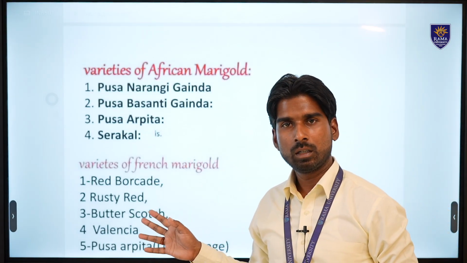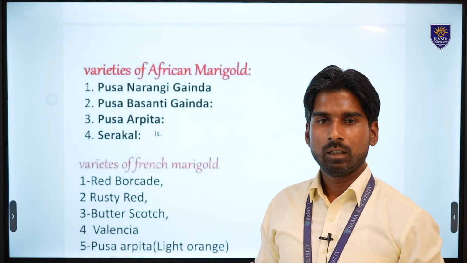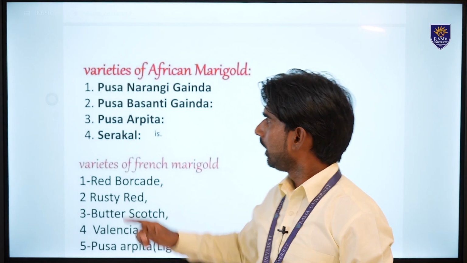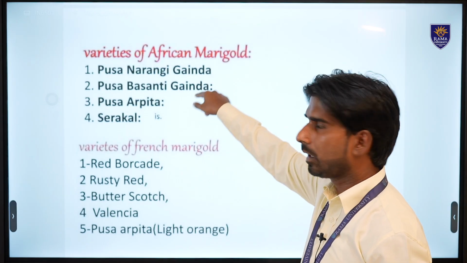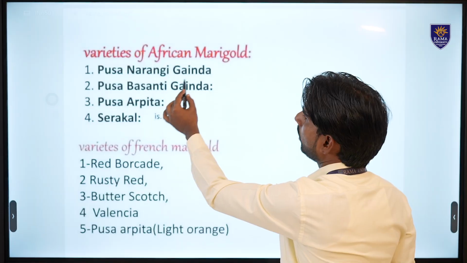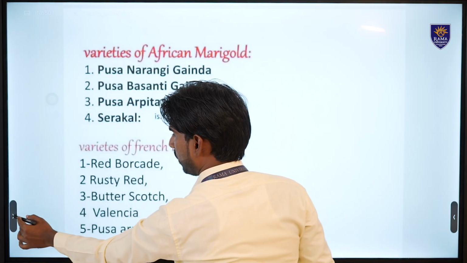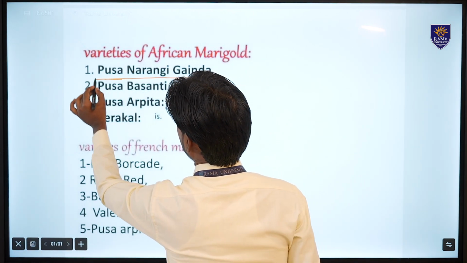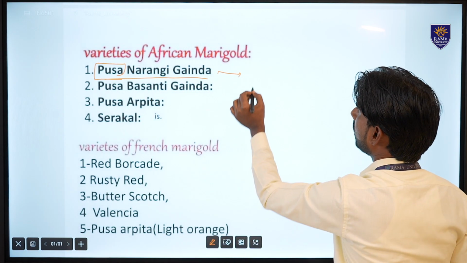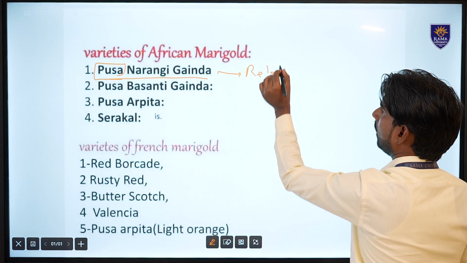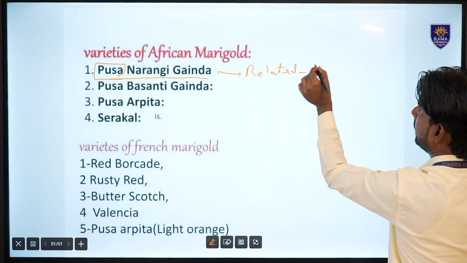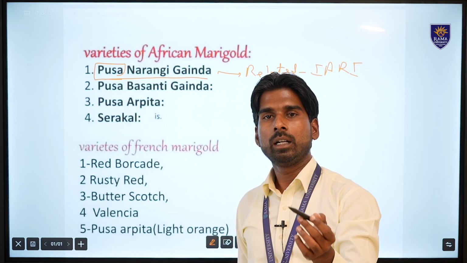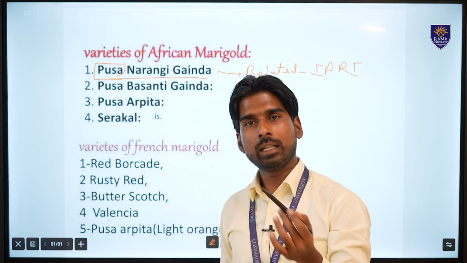Varieties of the African marigold. We are studying two species of the marigold: first is African and second is French marigold. Then we will discuss African marigold varieties. First is Pusa Narangi Genda. Pusa is related to IARI, which means the variety is released from the IARI.